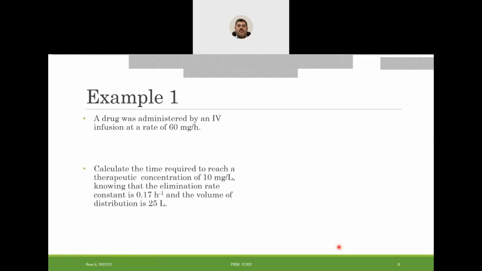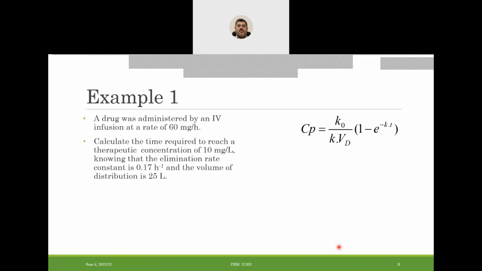Okay, let's just practice an example. A drug was administered by IV infusion at a rate of 60 milligram per hour. Calculate the time required to reach a therapeutic concentration of 10 milligram per liter, knowing that the elimination rate constant is 0.17 and the volume of distribution is 25.